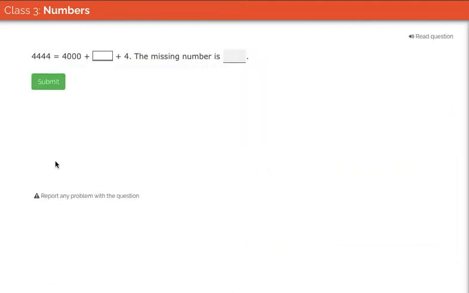Awesome! 4444 equals 4000 plus dash plus 4. The missing number is supposed to be the expanded form. Now 4000 plus 4 is 4004. Now what if you added 440? 4000 plus 400 and 40 and 4 makes 4444. So the missing number is 440.